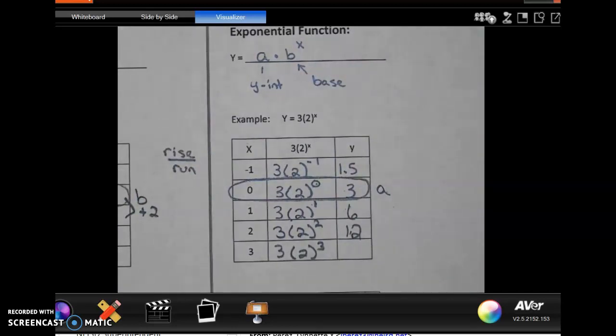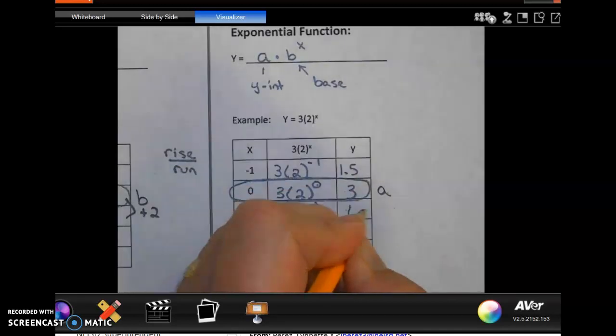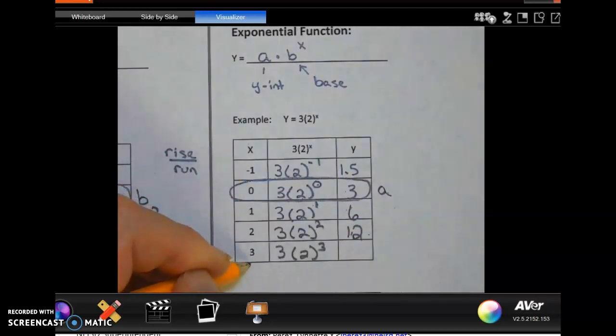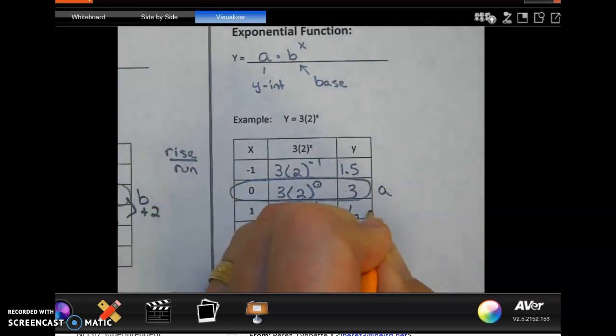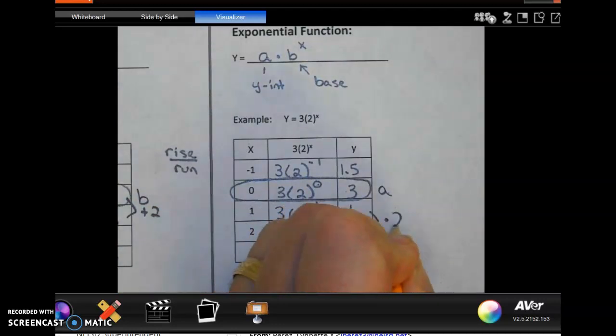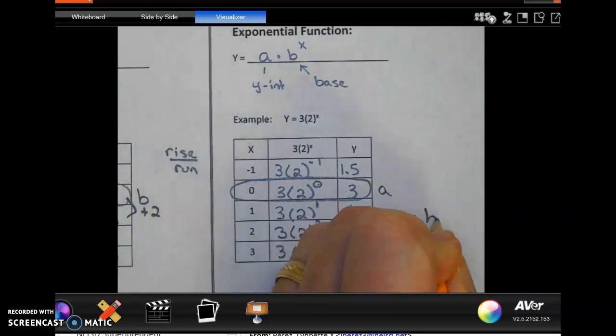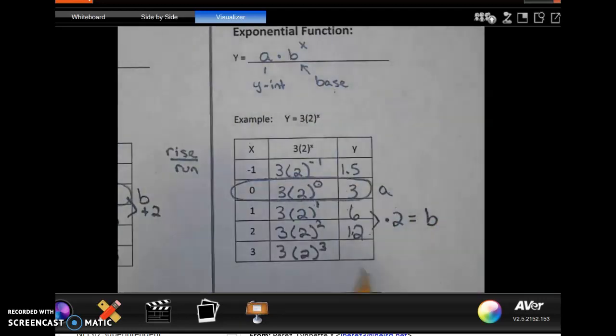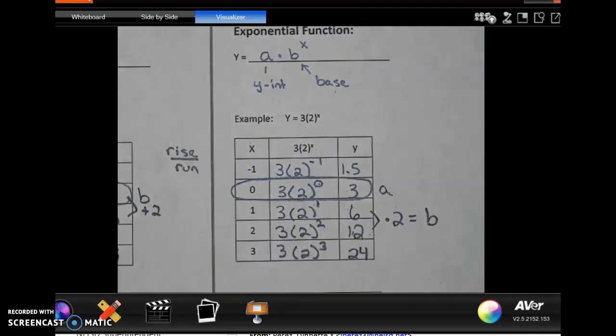That's correct. They're multiplying by 2. Multiplying by 2, multiplying by 2, multiplying by 2, and again, the x's are consecutive. That's important. So, since we're multiplying by 2, this is going to be our multiplier, known as our base. So our next number would be 24. 2 cubed is 8. 8 times 3 is 24.